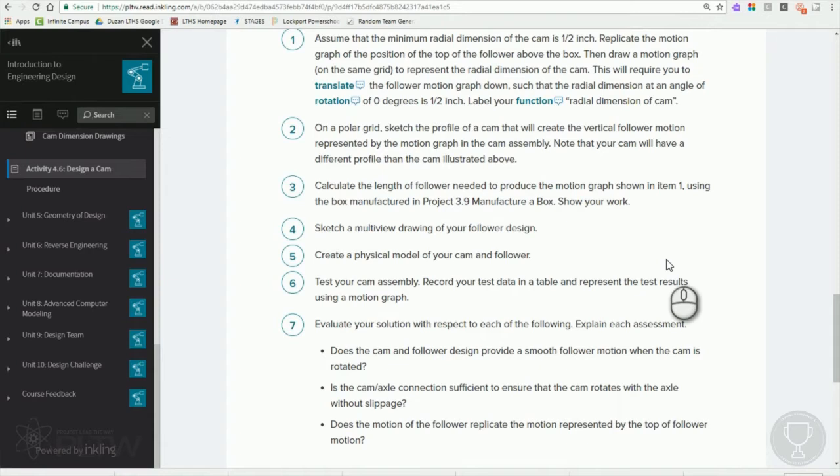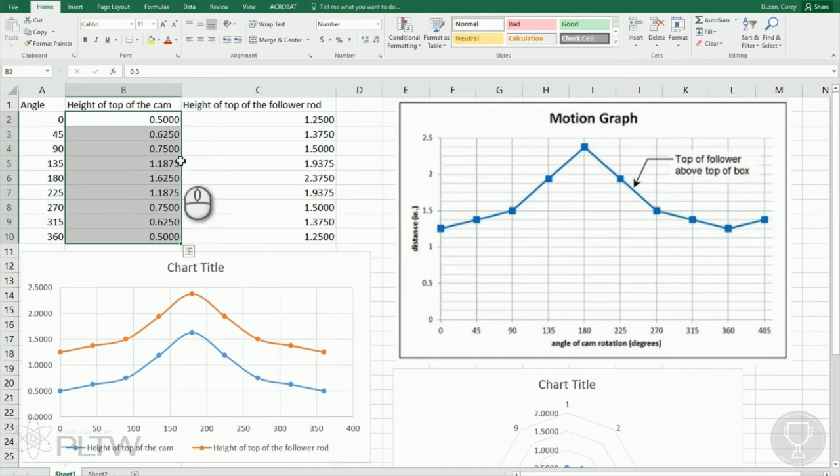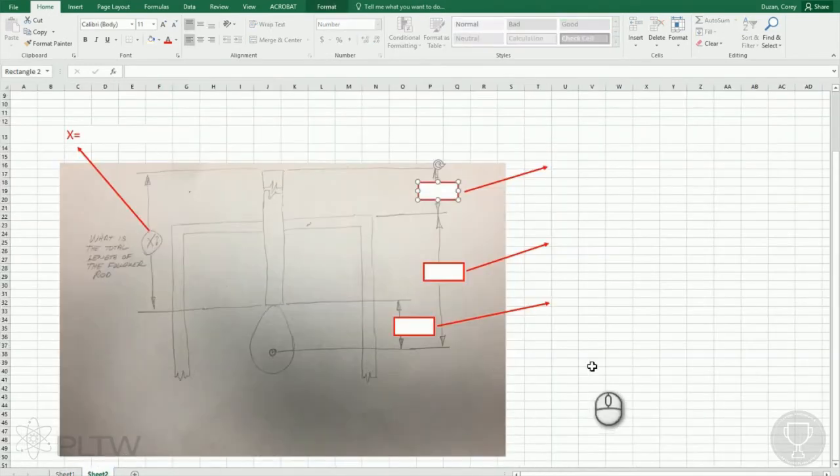And hopefully what you're going to be seeing are these measurements that we got here earlier, according to what our motion graph is saying, and how far that follower rod is above the actual box. But there's one very critical piece of information. Do we actually know how tall the actual follower rod is? So another part of the assignment is having your kids go out there and determine what the actual length of that follower rod is.